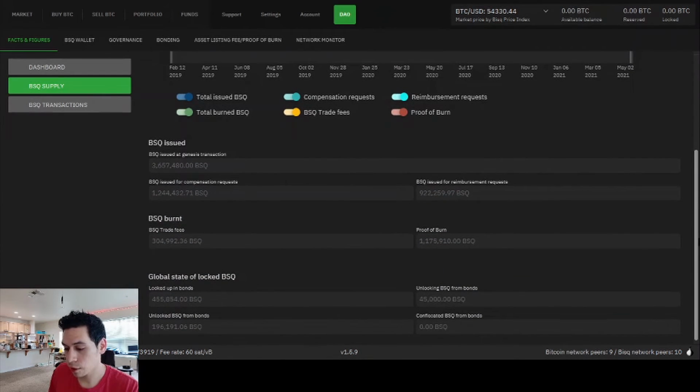Now, scrolling down more, you just get the raw numbers for the amount of issued BSQ at the Genesis transaction, for compensation requests, and BSQ issued for reimbursement requests. So BSQ issued with compensation requests is about 1,244,000. BSQ issued for reimbursement, total of 922,000. BSQ burnt as trade fees, 304,000 BSQ. As the proof of burn, there has been burnt 1,175,000. That is all from the Burning Man, I'm assuming.